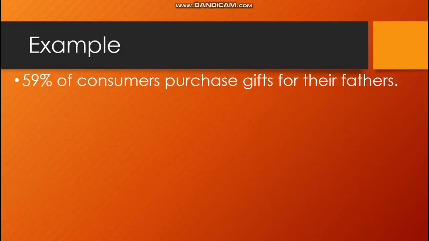And here are some examples ng tinatawag nating population proportions or percentage of the population. 59% of consumers purchase gifts for their fathers. So, ang ating population dito ay yung consumers. So, yung 59% that can be considered as probability of success. Okay? Na yung consumer ay bibili ng gifts para sa kanilang ama. And the other percentage of the population, which is 41%, yun yung 0.41 equivalent to probability of failure that these consumers will not buy or will not purchase gifts for their fathers. 59% is the probability of success, 41% is the probability of failure.